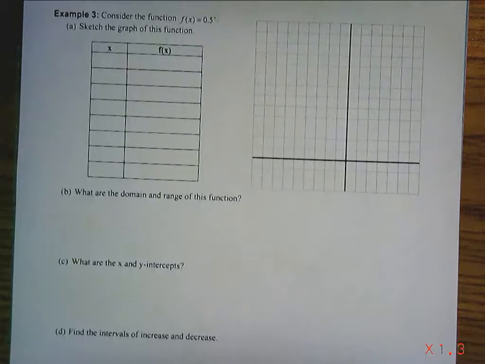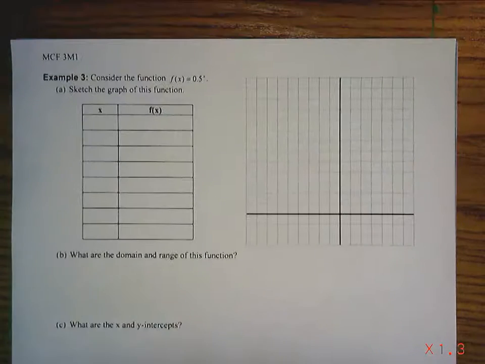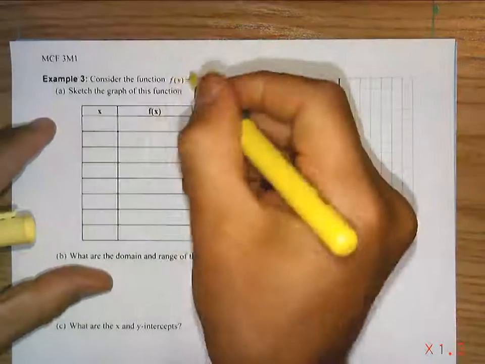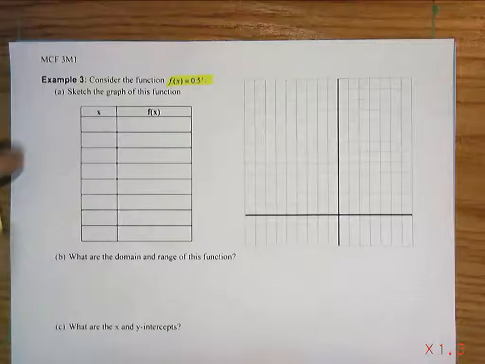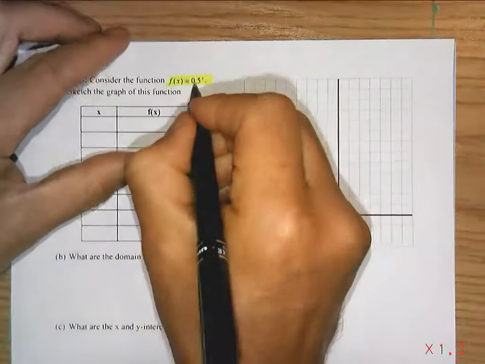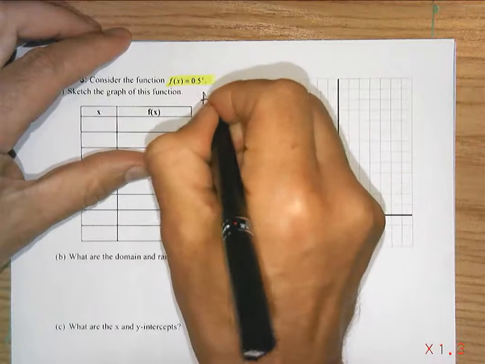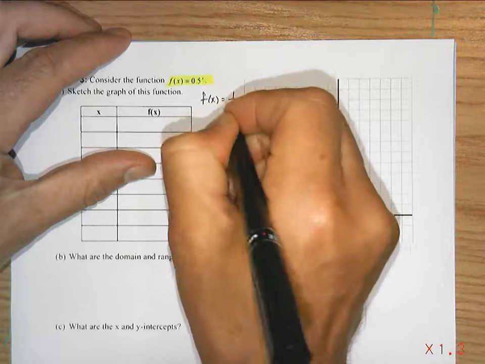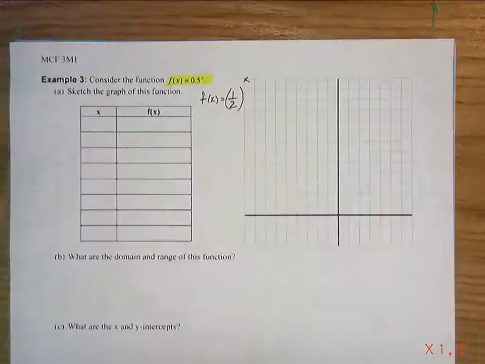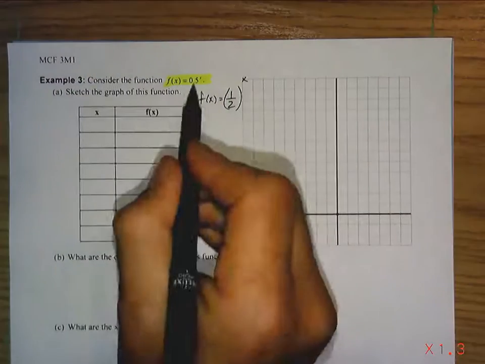All right, example 3. Going to change things up a little bit now. We have a function where the a value is not greater than 1. This a value is between 0 and 1. Another way to write this would be f of x equals (1/2)^x. And that's the way you'll see it more often, probably, than 0.5.